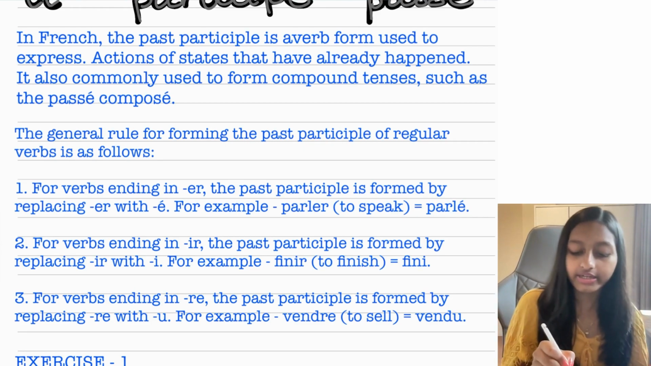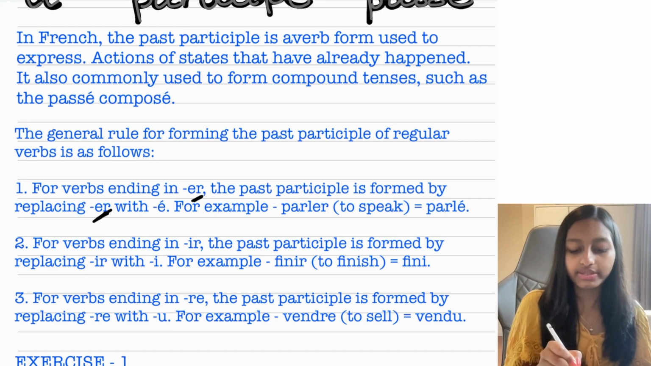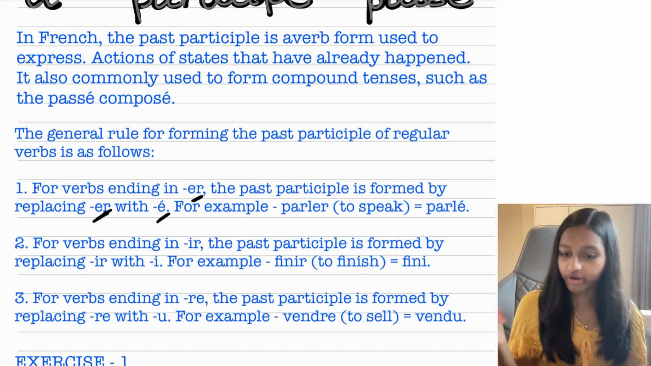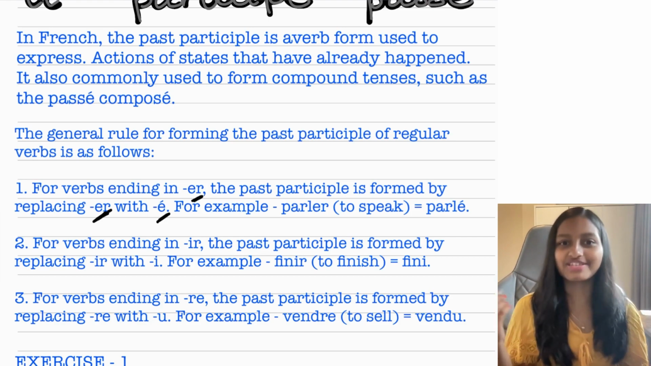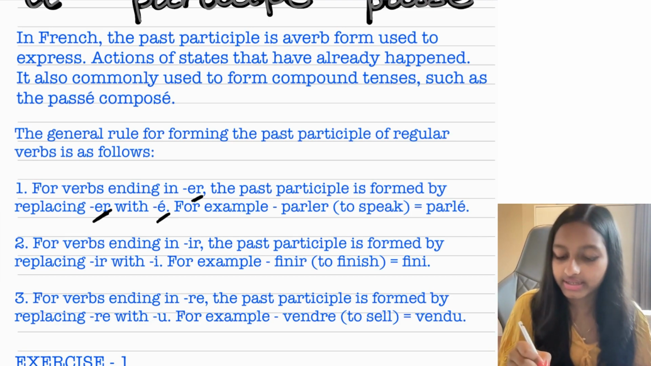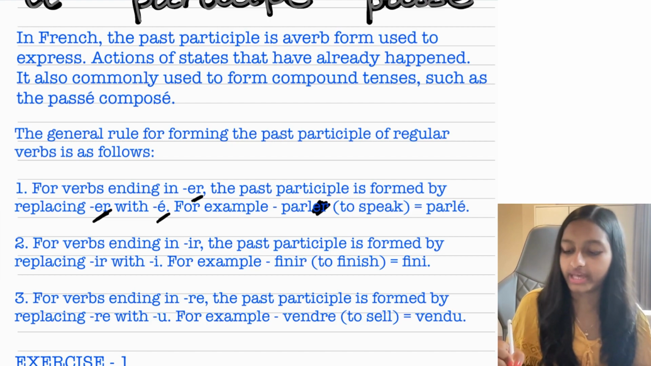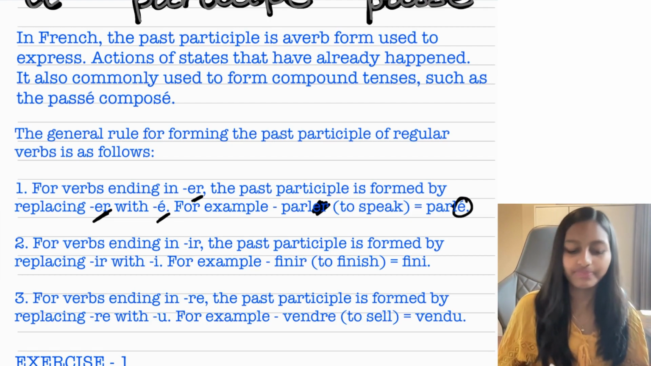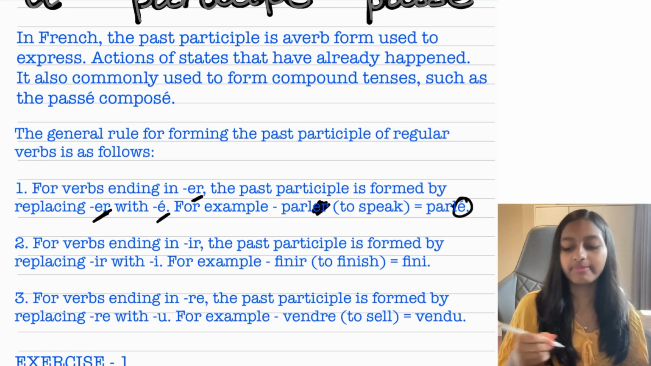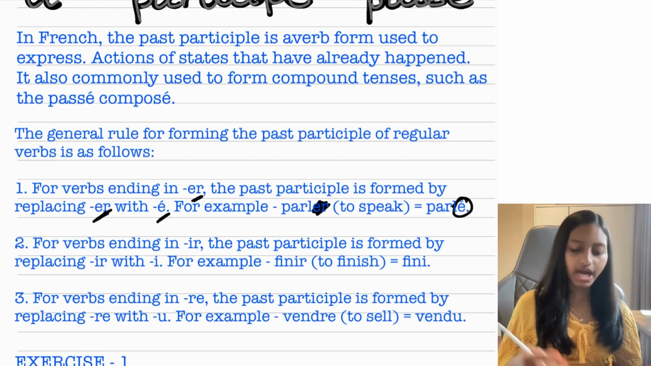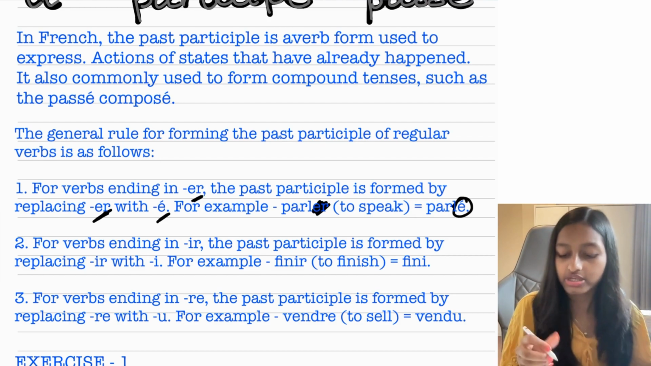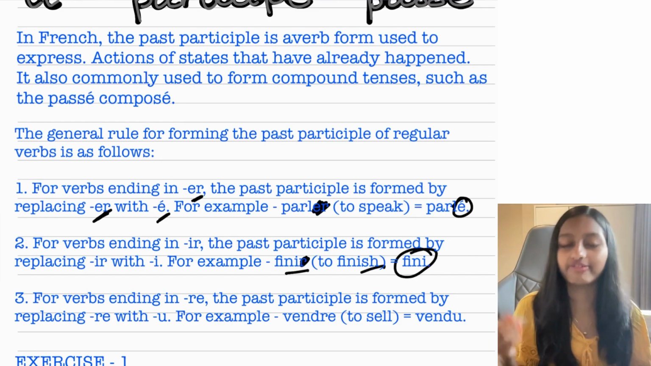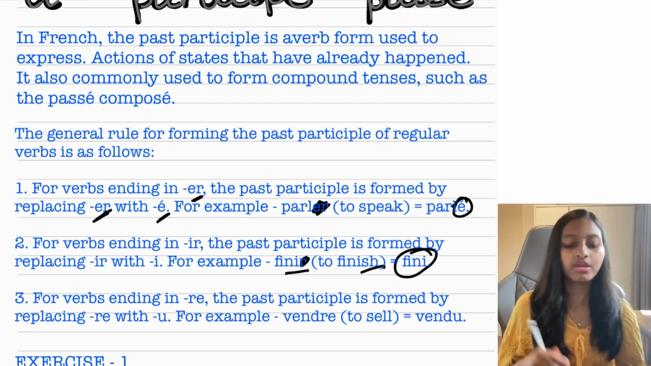So for er, you replace the er with é, e with an accent above. For example, if you have parler, which is one of the most common examples of er verbs, which means to speak, we cut the er here and we have this é at the end. For verbs ending in ir, the past participle is formed by replacing ir with i. In simpler language, you can just remove the r at the end and you're done. So if you have finir, to finish, then you just remove the r here and the verb that you have is your past participle. Quite easy until now.